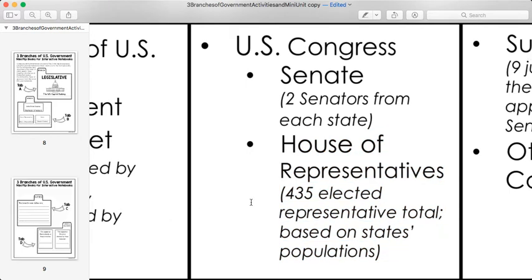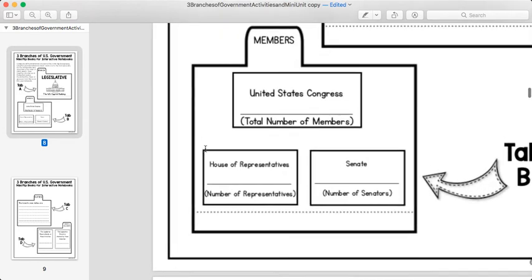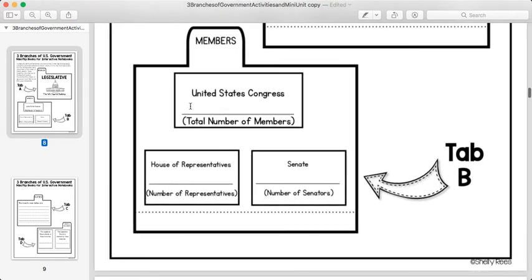All right. So if you go to your paper that looks like this, the legislative branch, you'll write the U.S. Congress, total number of members. So you're going to do a little bit of math. There are 50 states and 2 members of Senate from each state. How many senators total are there? Plus the total amount of members of the House of Representatives. Add those together, and you're going to write it right there.